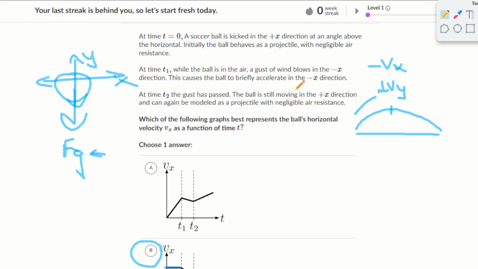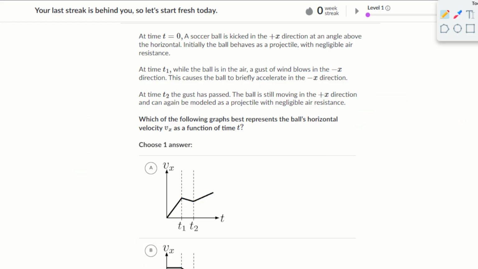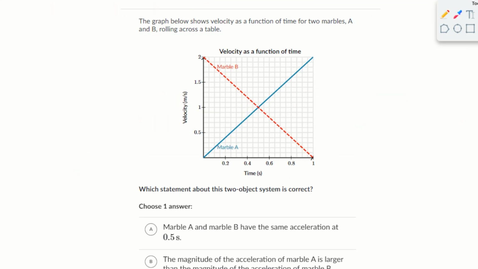The negative right here, the gust of wind in the negative x direction, causes it to decrease, but then it stays constant. This is saying the velocity in the y increases, gets to the peak, goes down, and continues to increase. So that would leave us with B being the correct answer. Okay, moving on to question 2.